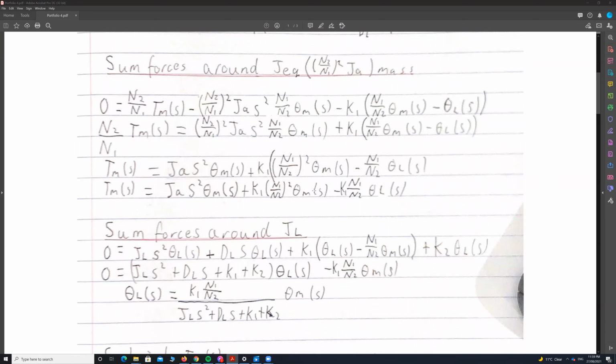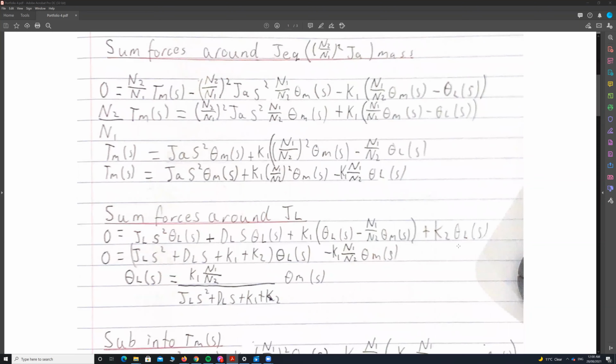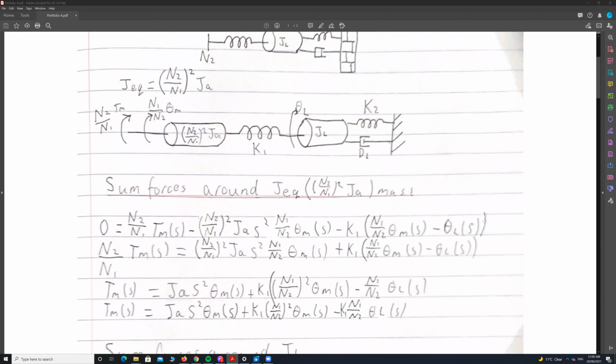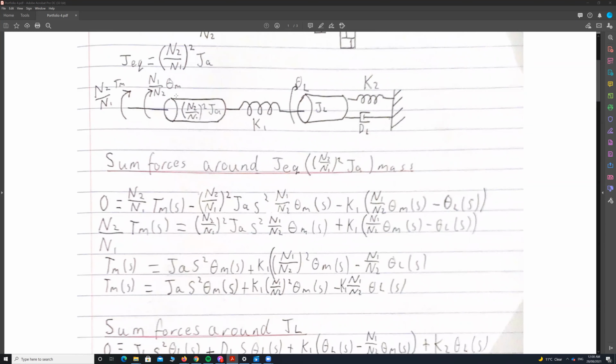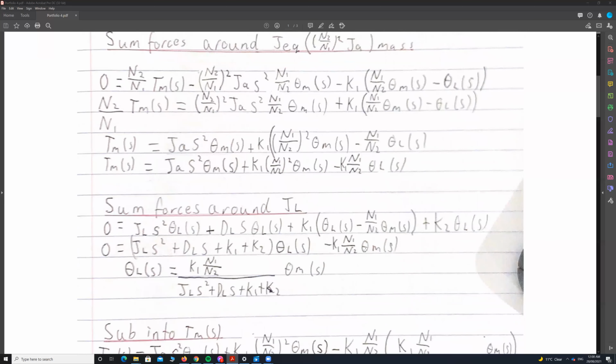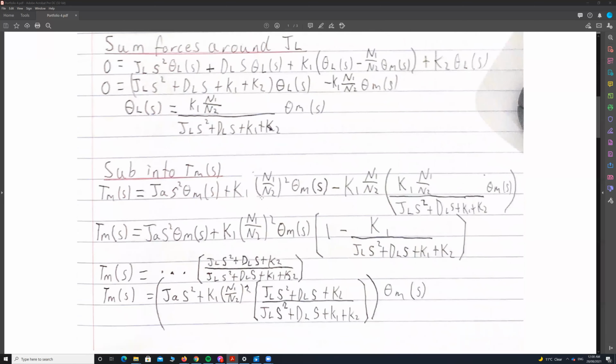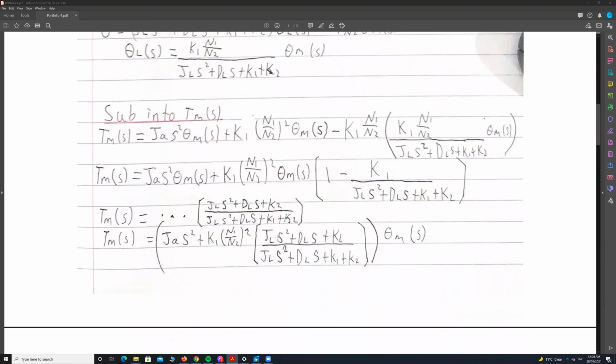If I continue with this equation, I get a standalone equation for Tm of S. Then if I do the same thing for JL, we have the inertia of JL, the effects of the dampener, the effects of the spring K2, which is only touching JL, hence why it's only direction theta L of S. However, K1 is interacting with both theta L and N1 and N2 theta M because it's connected to our J equivalent mass, hence why there's both terms there. We do this, we get an equation for theta L of S. This will be useful later.